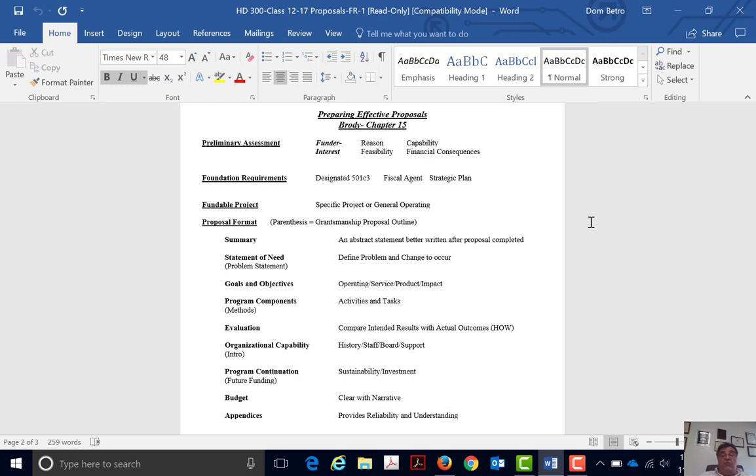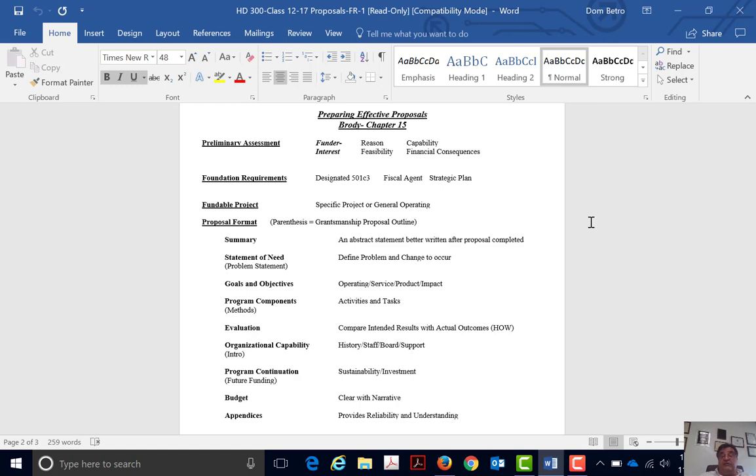The proposal format that is outlined in the chapter is very close to the Grantsmanship Center proposal outline that I also provide for you on Cougar courses. And if you're interested in this type of subject as well as to learn more about it, I strongly suggest you read that short outline that's provided.